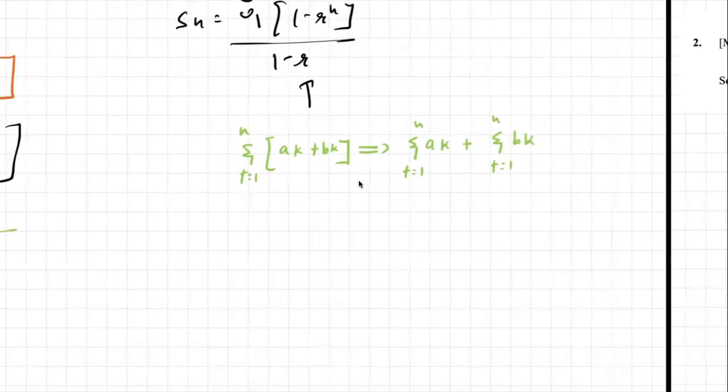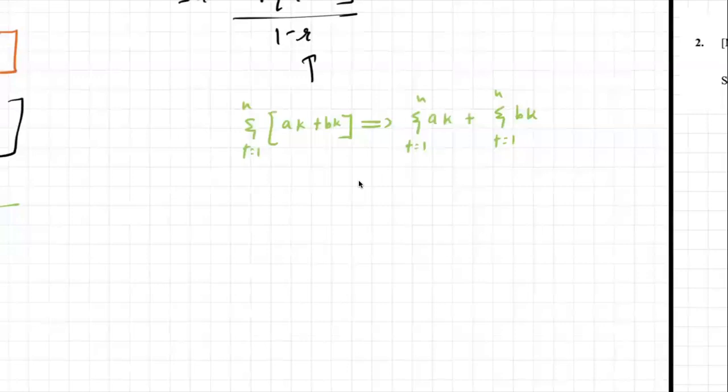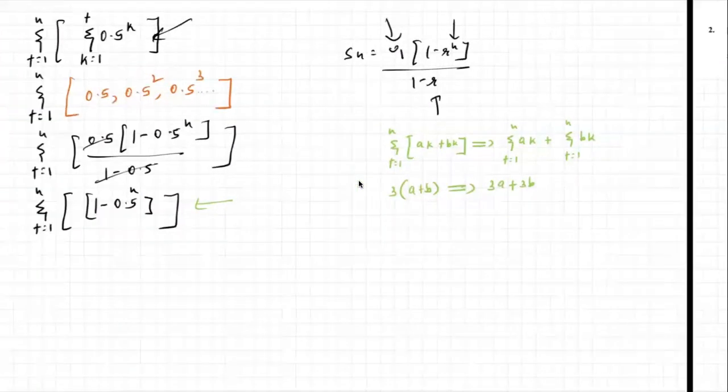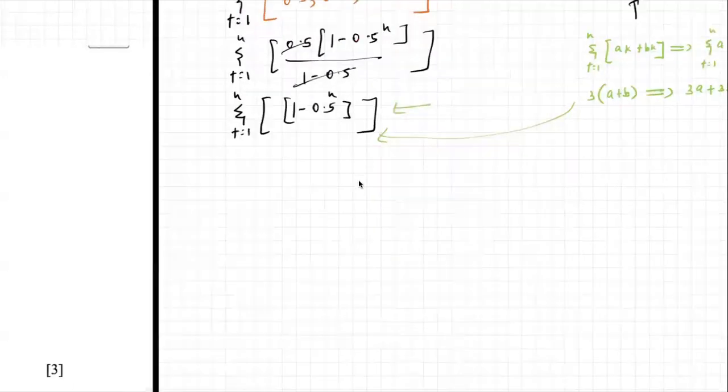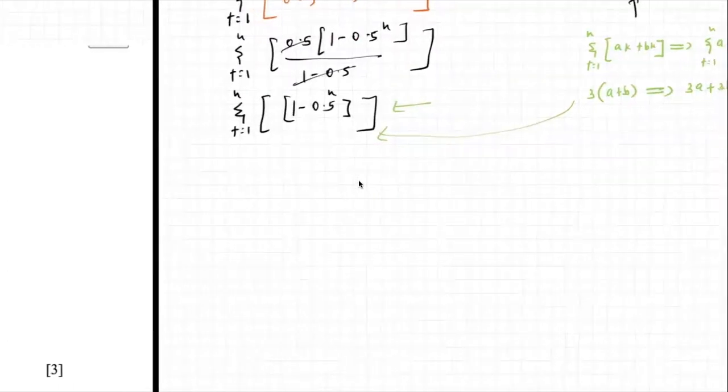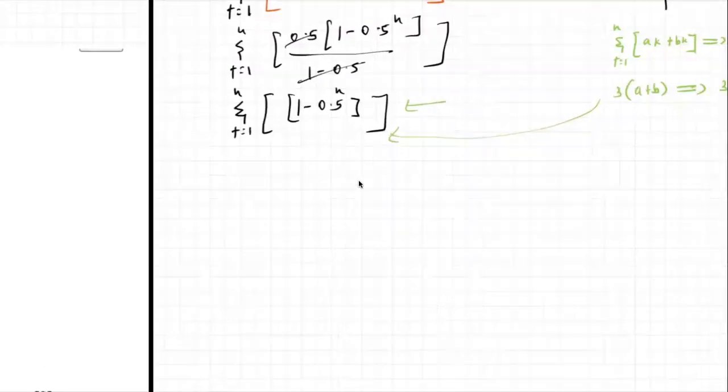Now this is very similar to, let's take 3 into a plus b. In order to simplify this, you have to multiply a and b both by 3. 3a plus 3b would be a simplified answer. I'm going to use the same logic over here also. I'm going to expand this summation here.